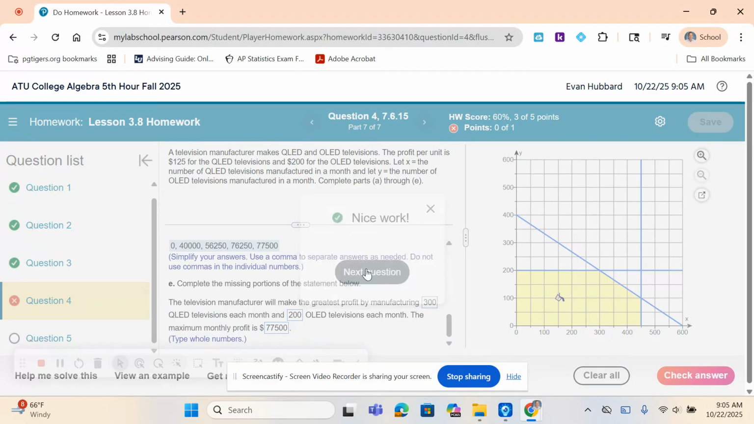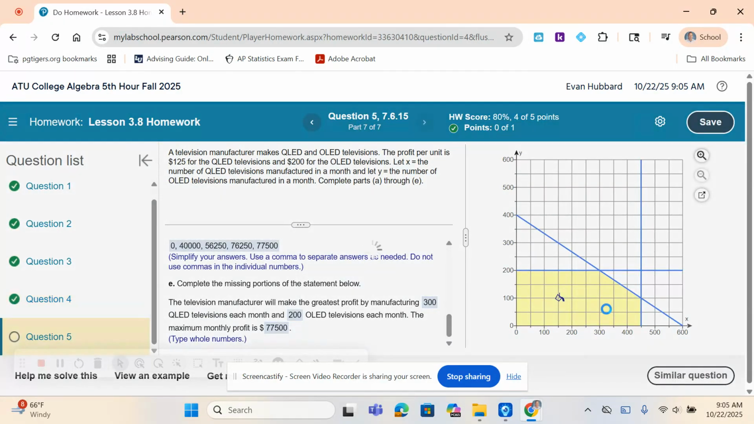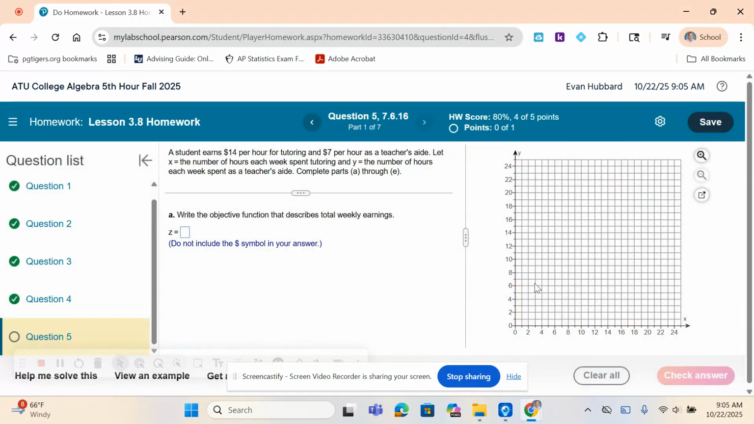All right. Let's go to question 5. We have a student who earns $14 per hour for tutoring, and $7 per hour as a teacher's aide.